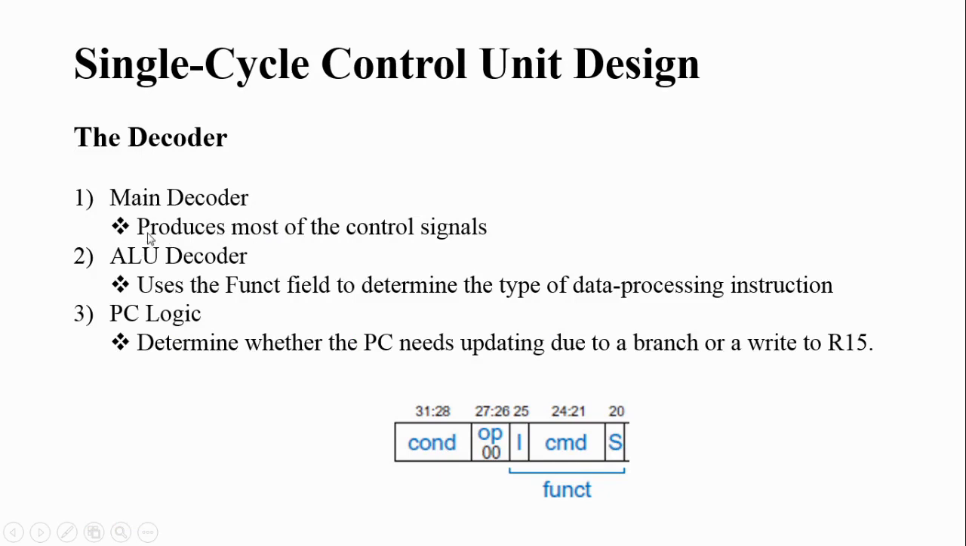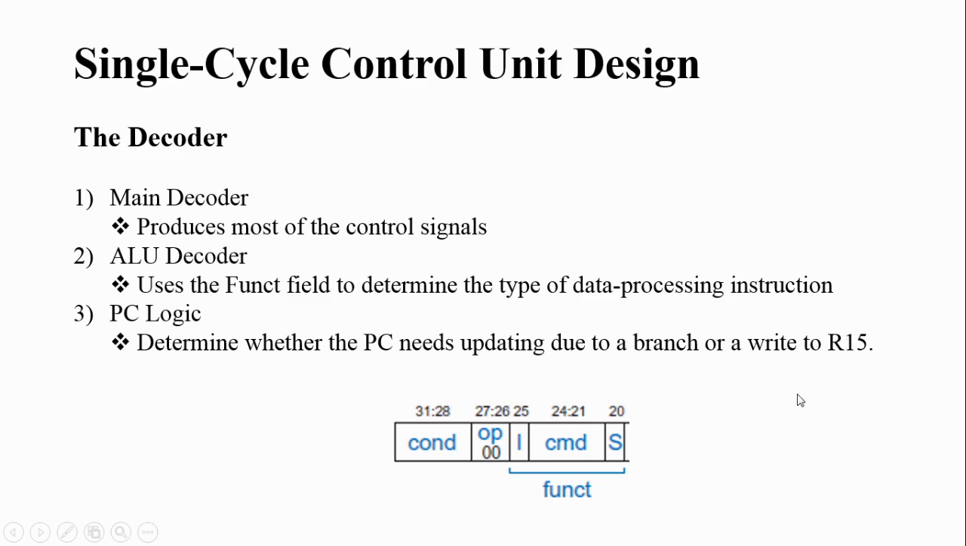The main decoder generates most of the control signals. The ALU decoder uses the function field, bit number 20 to 25 of the binary encoded format, to determine the type of data processing instruction. Based on these fields, the data processing instruction will be executed by the ALU decoder. The PC logic will determine whether the PC needs to be updated due to a branch instruction or a direct write into R15, because R15 is nothing but the PC.